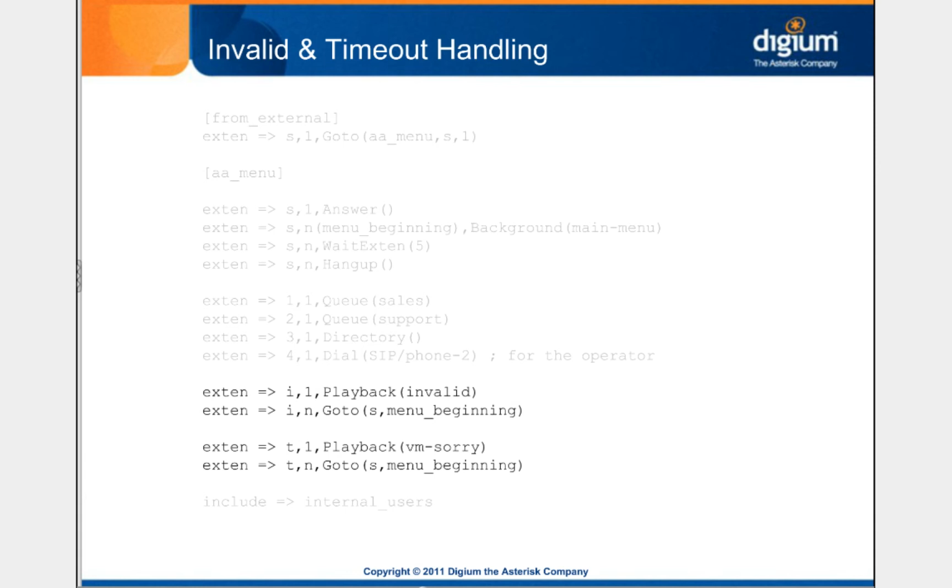In this example, we play back a message informing the customer it was an invalid entry, and then we let the GoTo application route the call back to the main menu prompt. GoTo directs the call to another location in the dial plan by jumping to a specified context, extension, and priority. If the caller waits too long to enter a digit, the call will be routed to the t, or timeout special extension. Here we play back a message informing the caller that we did not understand the response, and once again return to the main menu prompt.